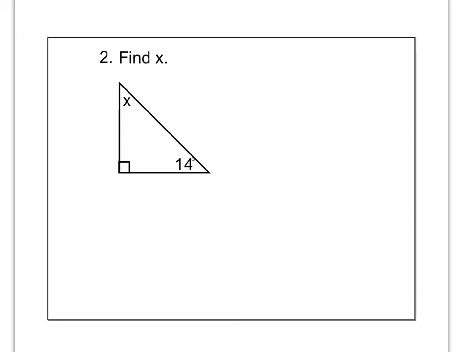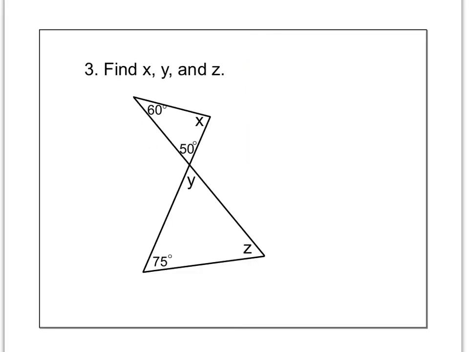Please pause the video and try number 2. Remember, the angles in every triangle add up to 180. 180 minus 90, this is 90, minus 14, I think is 76. So X equals 76.